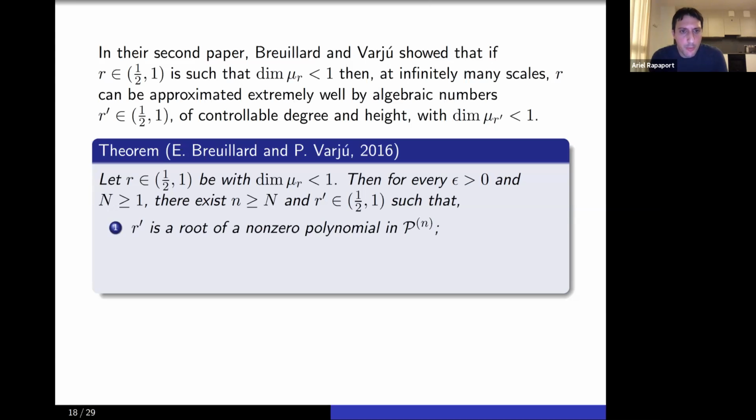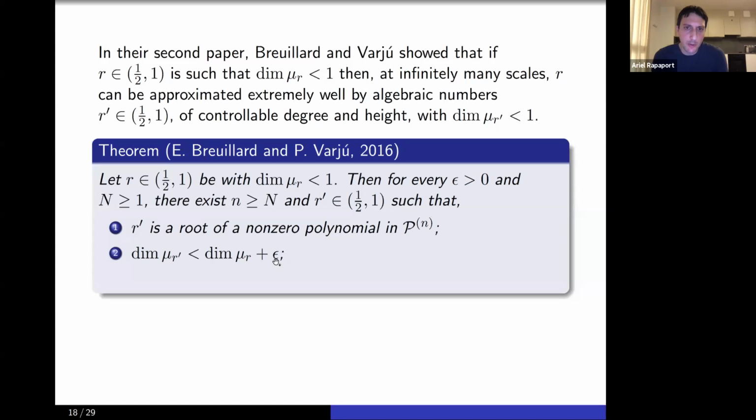First of all, R prime is a root of a non-zero polynomial in Pn. Recall that Pn is the set of polynomials with degree strictly less than n and the coefficients plus or minus 1 and 0. So we have good control over the degree and height of the R prime in terms of n. And the dimension of mu R prime is bounded above by the dimension of mu R plus epsilon.